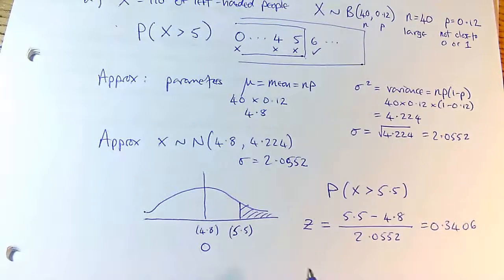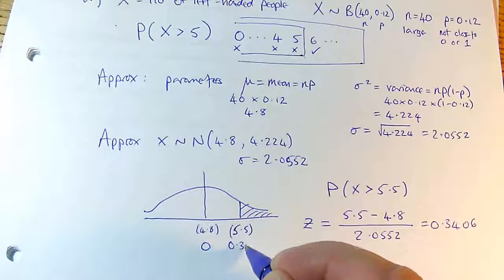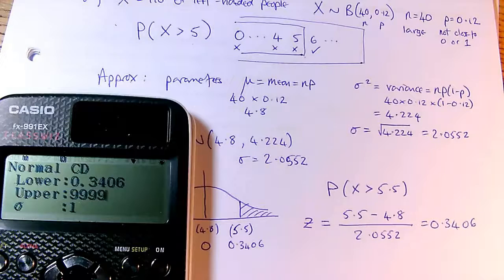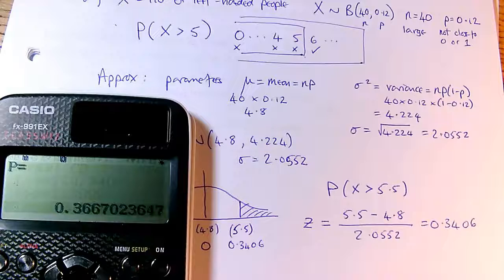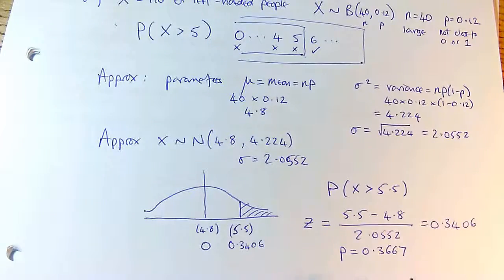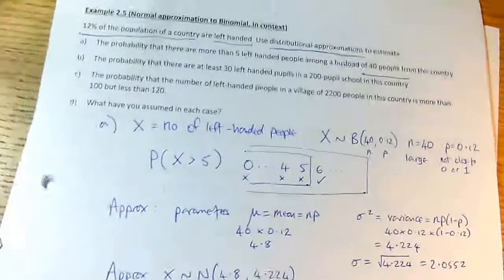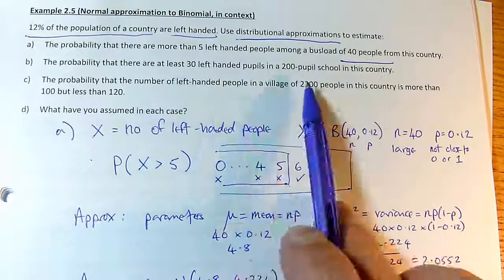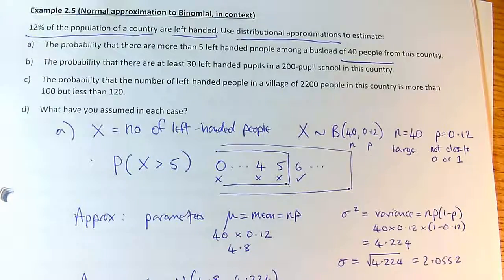Okay. And then for my probability calculation, I'm going to be needing to use that 0.3406 as my lower, and I'm going to have an upper of 9999. There they are. Put that in, and I get a probability of 0.3667. And that is my answer to part A. Okay. Alright, so the remaining questions are going to be similar, but in each case they are changing the numbers.